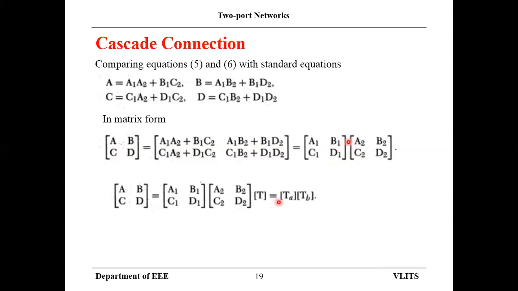That is, T is equal to TA and TB. So here TA represents the first network ABCD parameters matrix, and TB represents the second network ABCD parameters matrix. Like that, you can find the equivalent network parameters when the two port networks are connected in cascade.